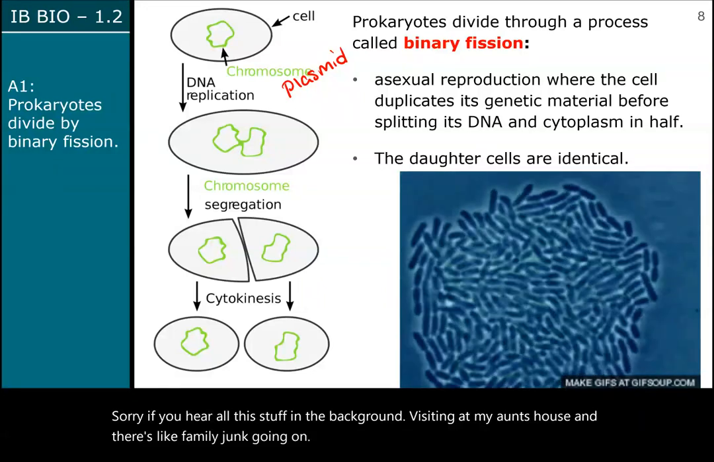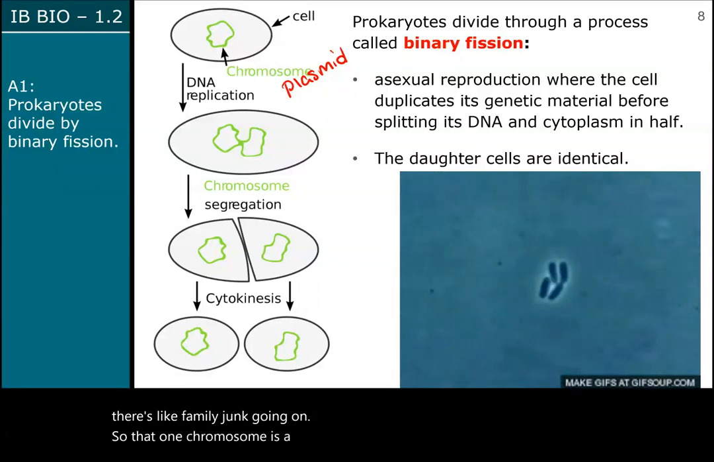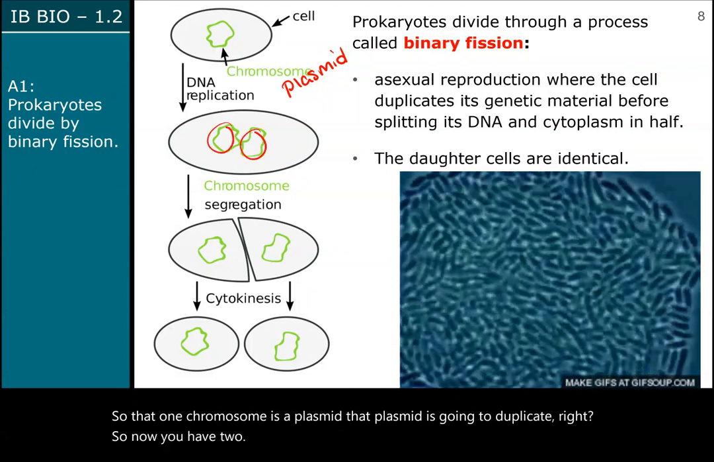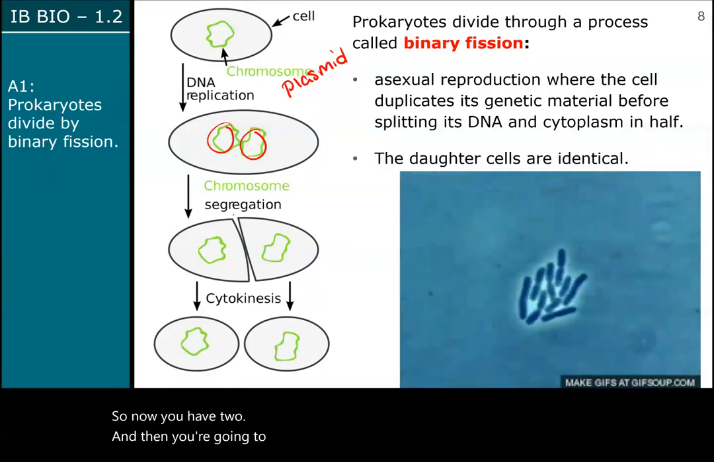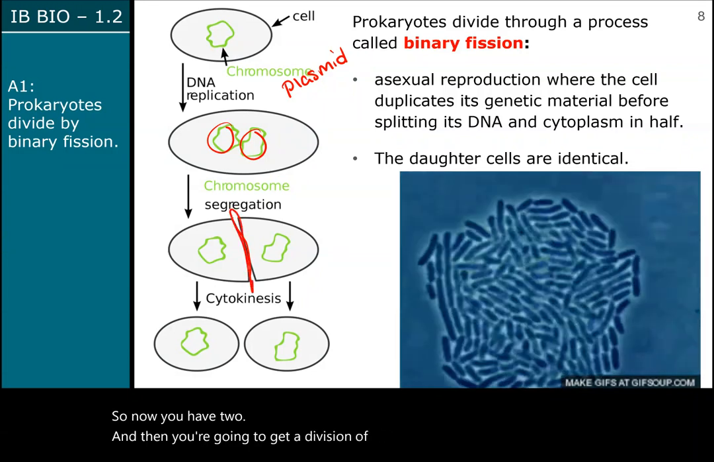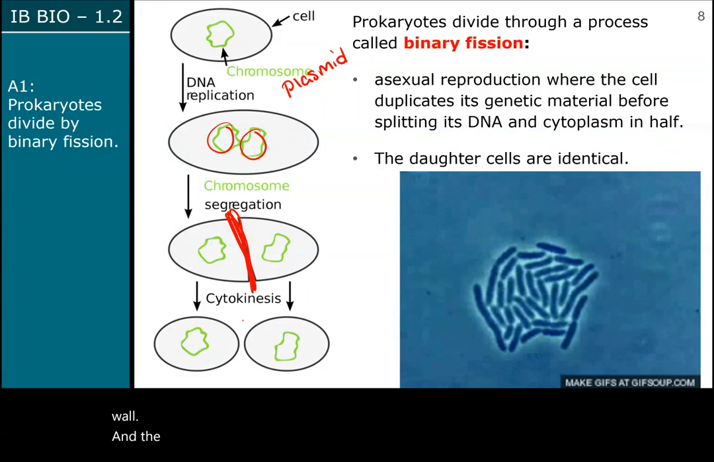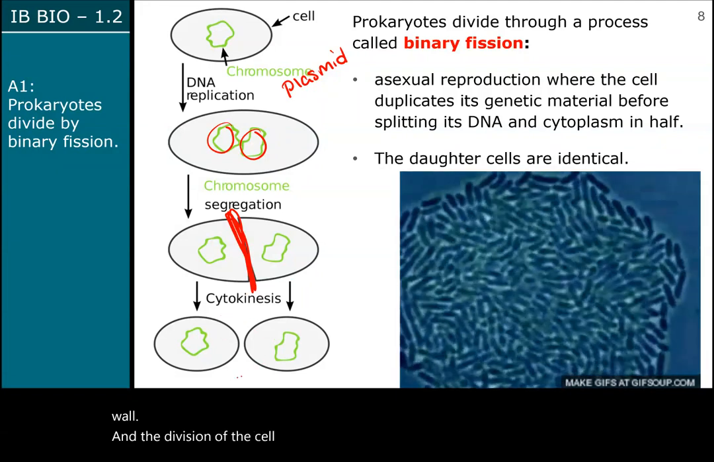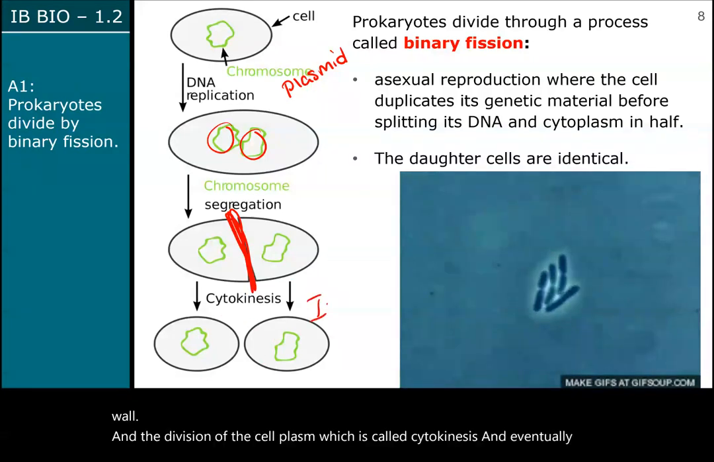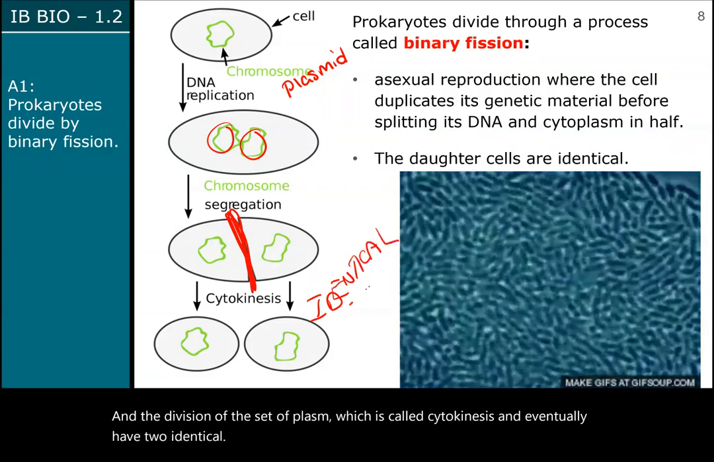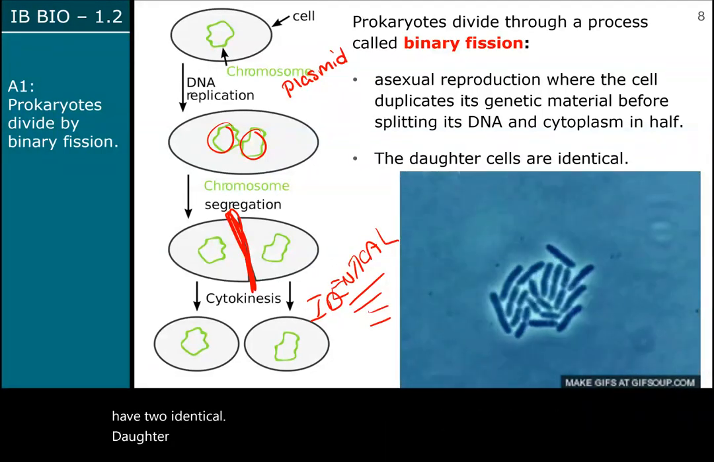Okay, so that one chromosome is a plasmid. That plasmid is going to duplicate, right? So now you have 2. And then you're going to get division of the plasma membrane and the cell wall, and the division of the cytoplasm, which is called cytokinesis. And eventually you have 2 identical daughter cells, right? So this is just like mitosis.